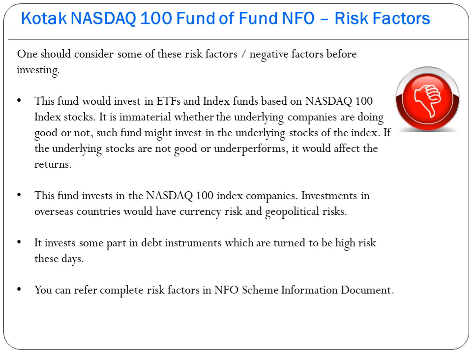What are the risk factors of investing in Kotak NASDAQ 100 Fund of Fund? This fund invests in ETFs and index funds of NASDAQ 100 index stocks. So it is immaterial whether the underlying companies are doing good or bad. This fund has to invest in those ETFs and index mutual funds. Whether they are good or underperforming, it's immaterial. They have to continue to invest in those stocks. Now, this fund invests in NASDAQ 100 index companies, so there is a currency risk as well as a geopolitical risk. This fund also invests a small portion in debt instruments, which tend to be high risk these days. You can refer to the complete risk factors in the NFO scheme information document.